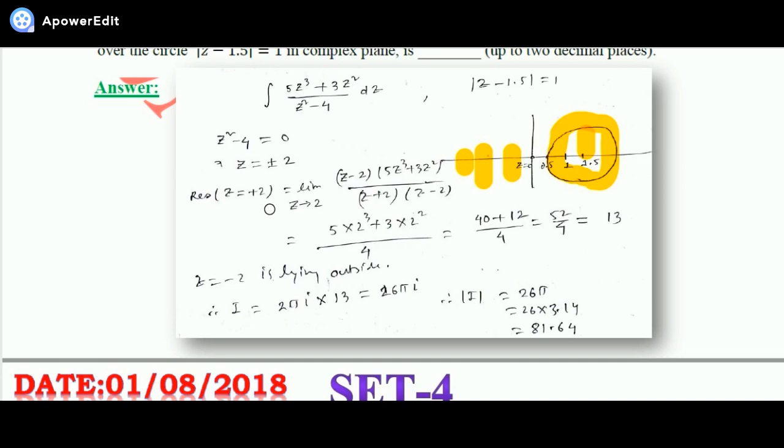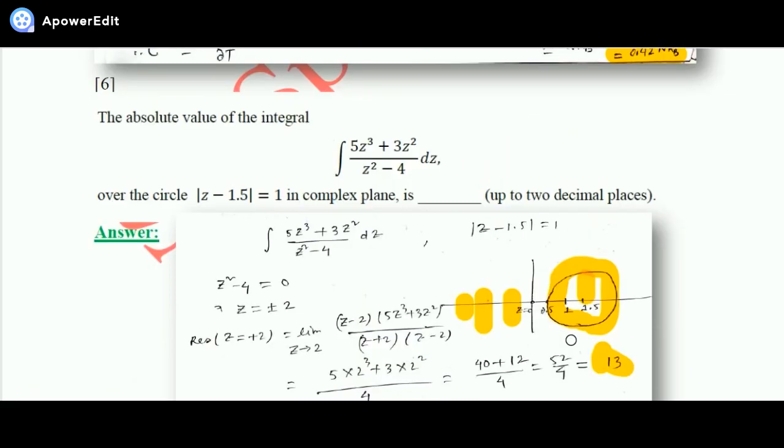So the residue at z equals plus 2 equals (z minus 2) times this by this, which produces the residue at z equals plus 2 to be 13. So from Cauchy's integral theorem, 2 pi i times the sum of the residues, here the sum of the residues is 13, so it becomes 26 pi i. So that equals 81.64.